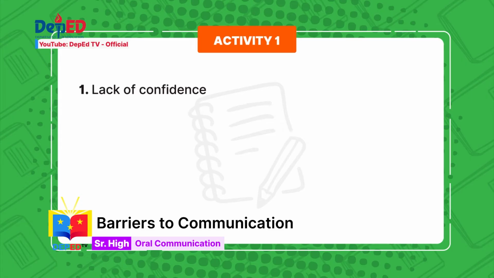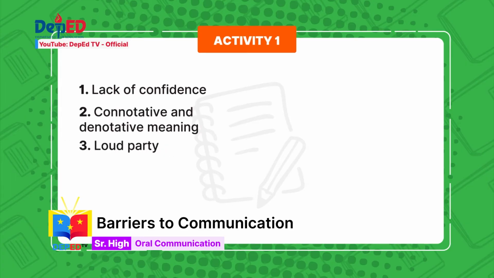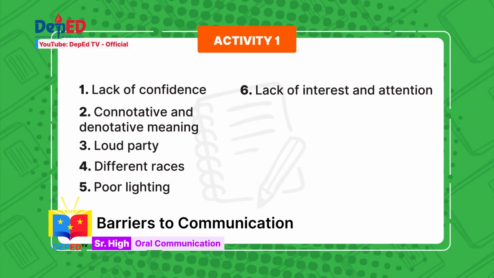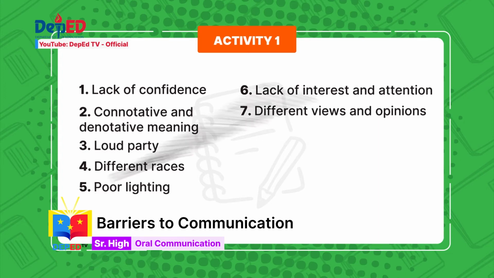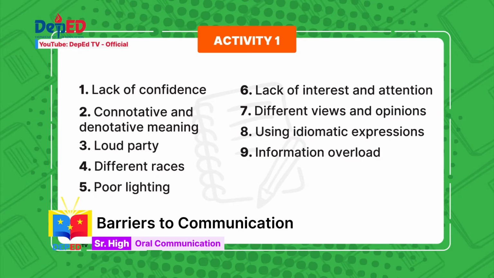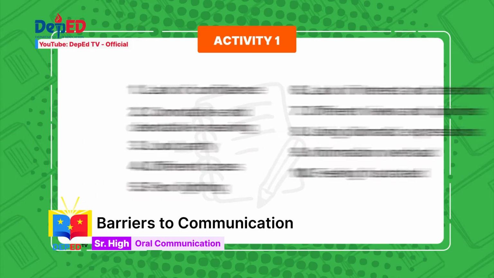Number 1. Lack of confidence. Number 2. Connotative and denotative meaning. Number 3. Loud party. Number 4. Different races. Number 5. Poor lighting. Number 6. Lack of interest and attention. Number 7. Different views and opinions. Number 8. Using idiomatic expressions. Number 9. Information overload. And number 10. Feeling frustrated. Are you done? If so, let's answer each item one by one.